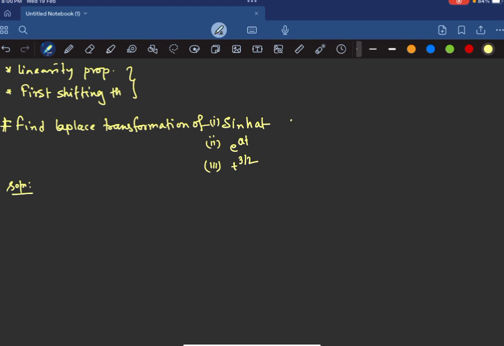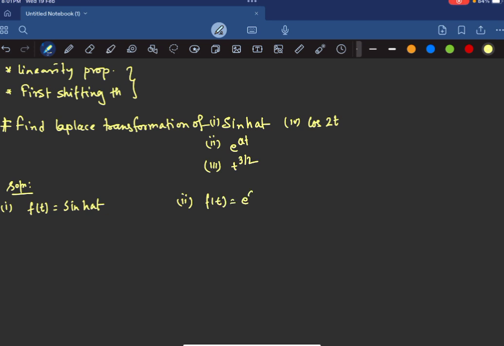Laplace transform of sine hyperbolic t. Then suppose the fourth one is cos at, or instead of cos at I can take a particular value, suppose cos 2t. One by one we'll see. So first, Laplace transform of sine hyperbolic at, where f(t) is equal to sine hyperbolic at. This is the question.